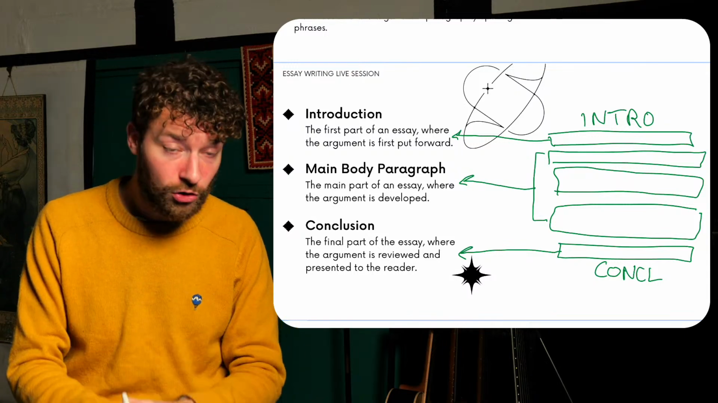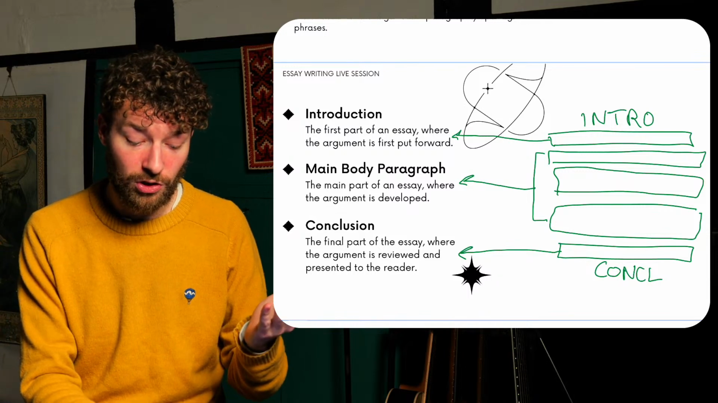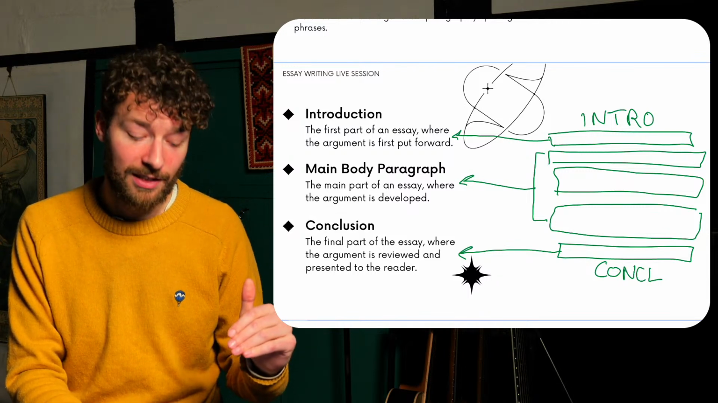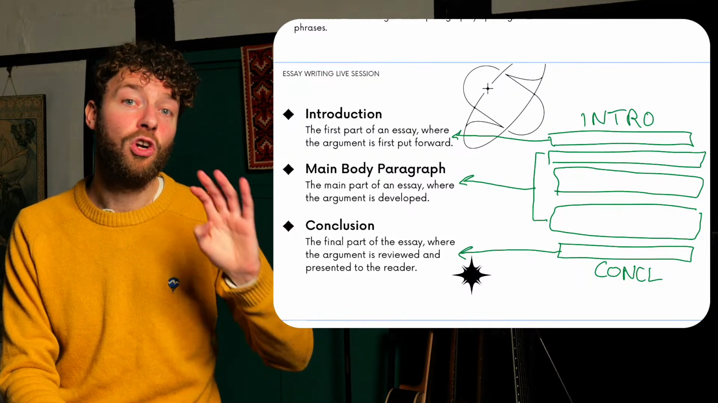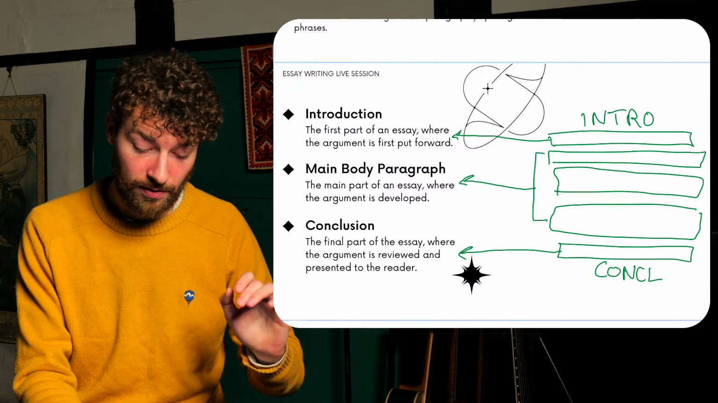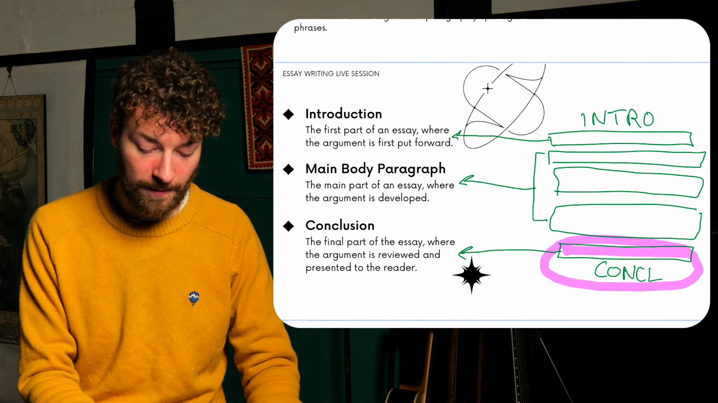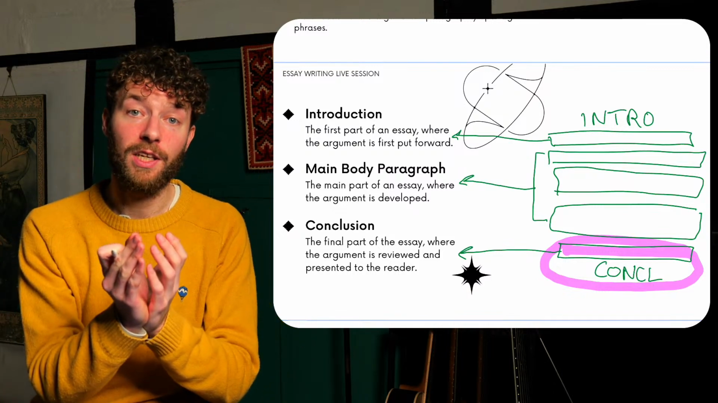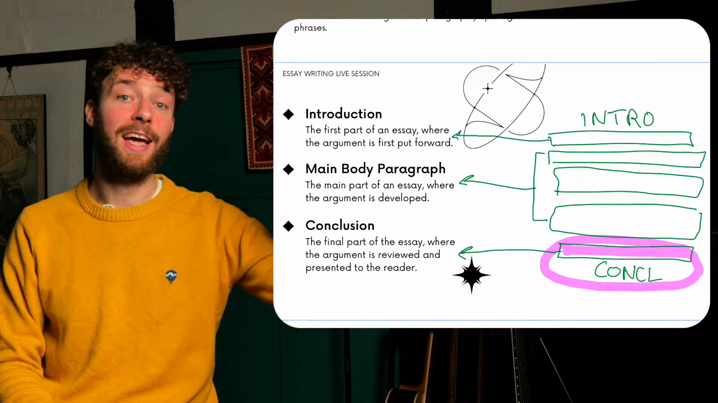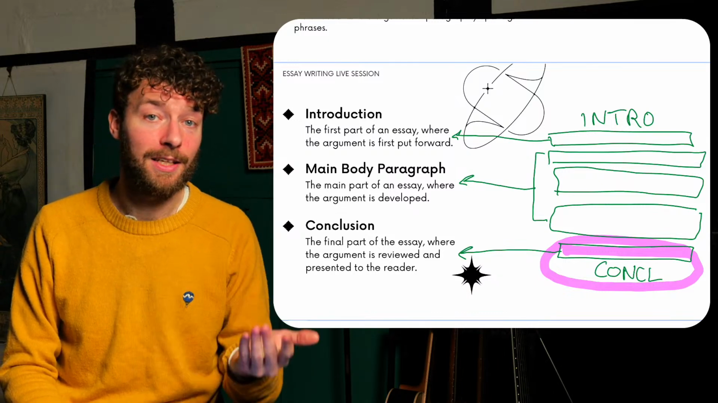Now, in the conclusion, you've already talked about stuff. You introduced it and then you developed it in those main body paragraphs. So your conclusion, this part here, your conclusion is where you sum up the things that you've said. You say, this is what I have talked about, and then you restate why it matters.